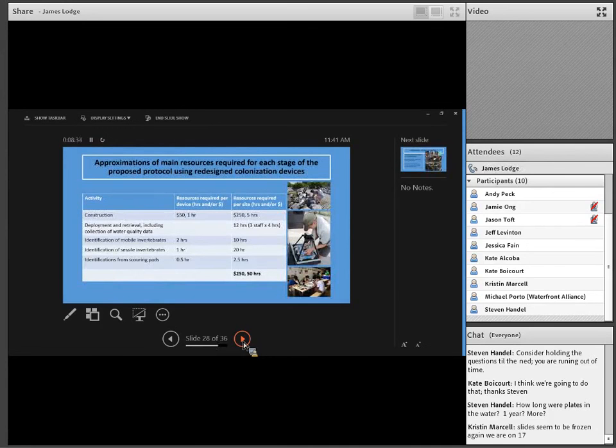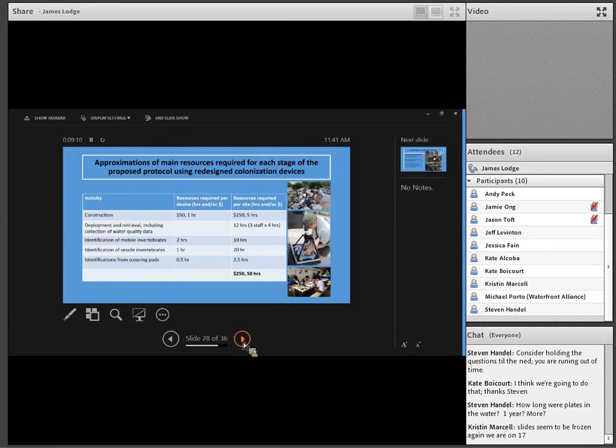So this is the sorts of time involved that you would need to use our proposed protocol using those redesigned colonisation devices. Construction is relatively cheap, as you can see. Probably an hour if you're really used to it, or maybe a couple of hours if you've got a couple of students. Those are material costs. And this is probably a conservative measure too, depending on how many you're making. You can buy this wire mesh in large rolls, and the ceramic tiles are pretty cheap.